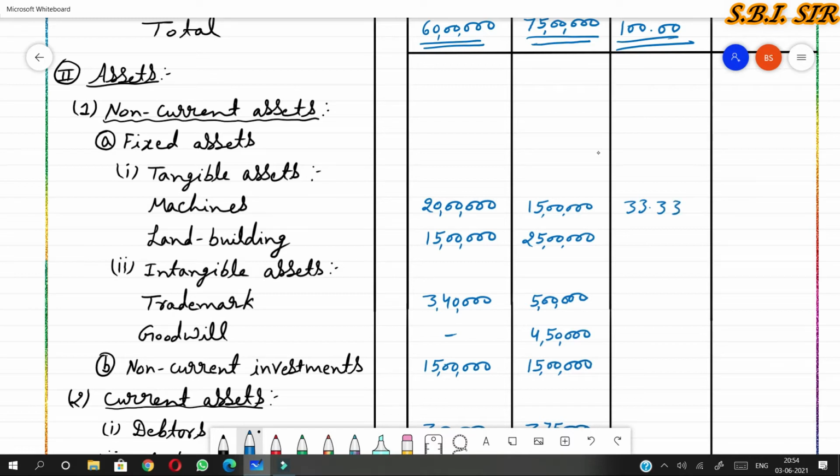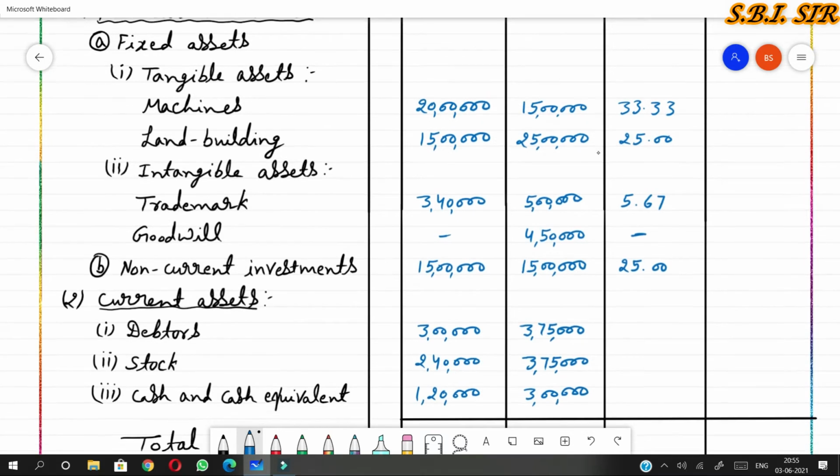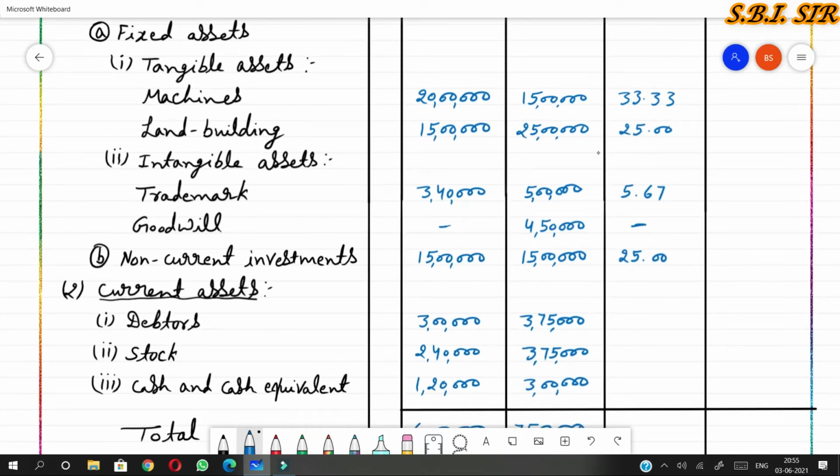15 lakh divide by 60 lakh multiply by 100, then we will get 25 percentage. 3,40,000 divide by 60 lakh multiply by 100, then we will get 5.67 percentage. In goodwill there is no value, so we will also put dash. 15 lakh divide by 60 lakh multiply by 100, then we will get 25 percentage. 3 lakh divide by 60 lakh multiply by 100, then we will get 5 percentage.